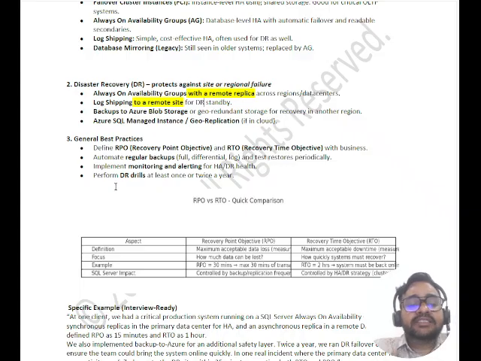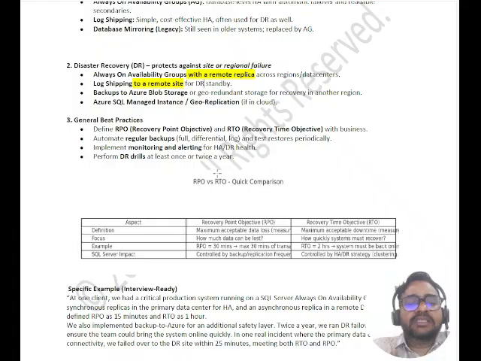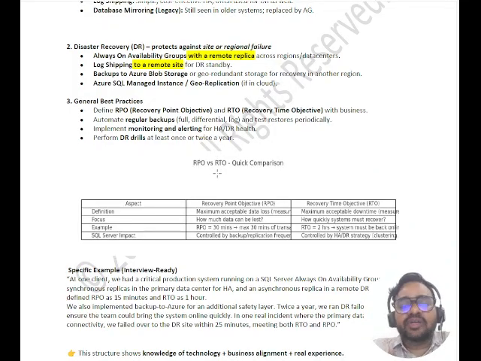The next best practice we can follow is DR drills. In two years, at least once we need to practice these DR drills. So these are the best practices we need to follow. And now, as I told you, what is RPO and what is RTO?